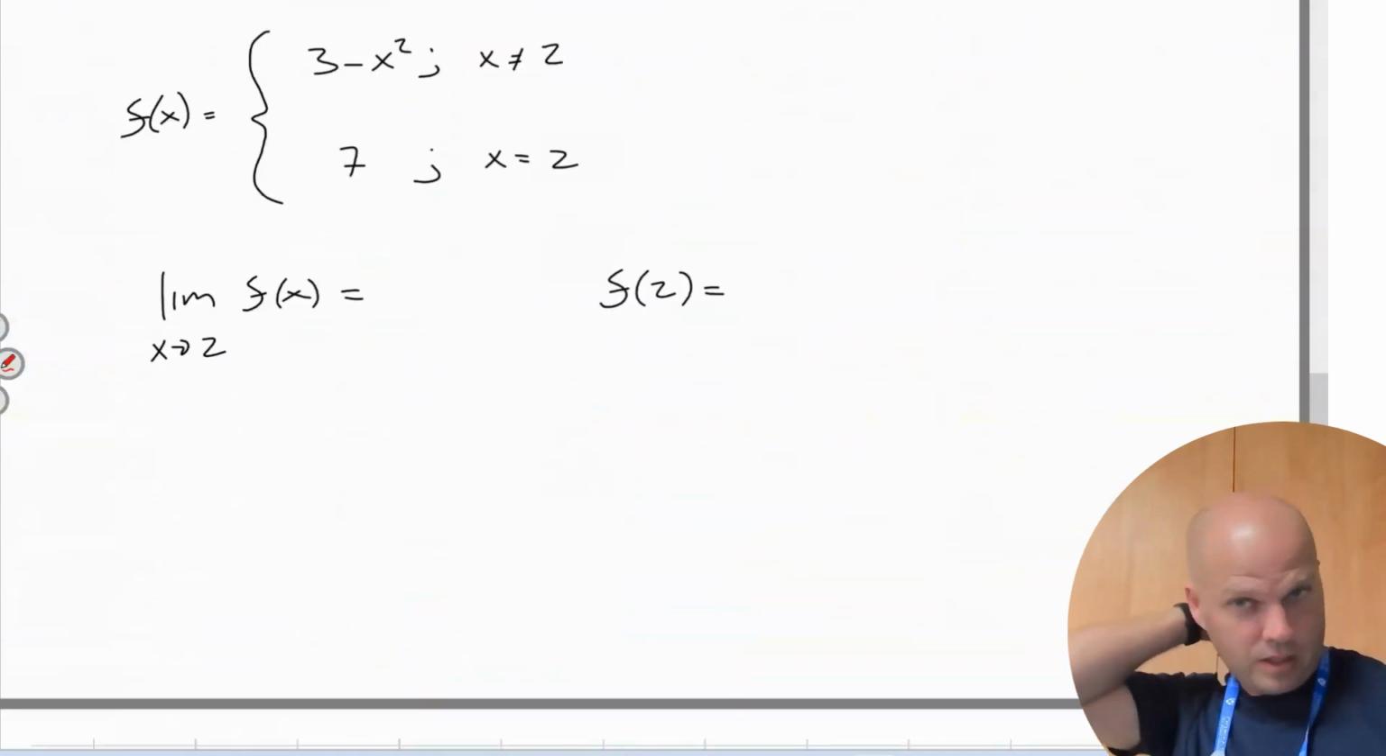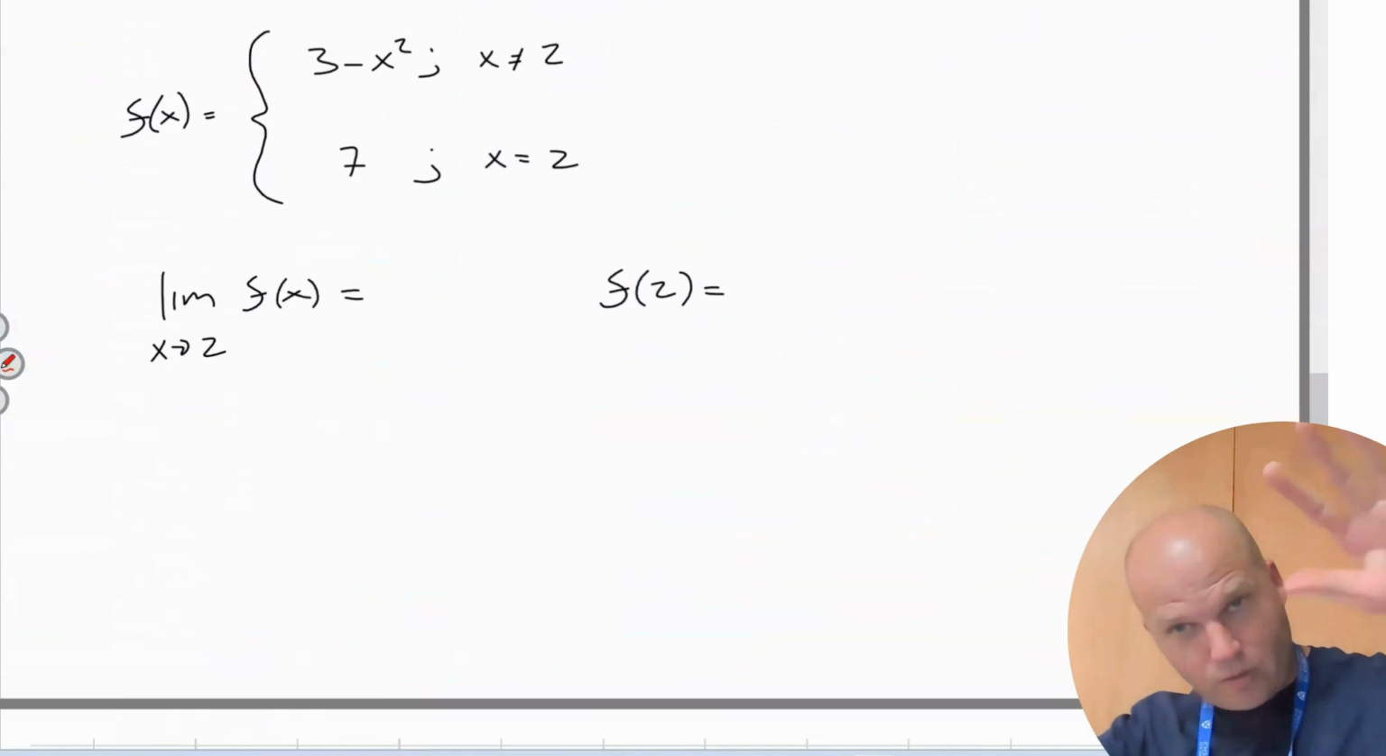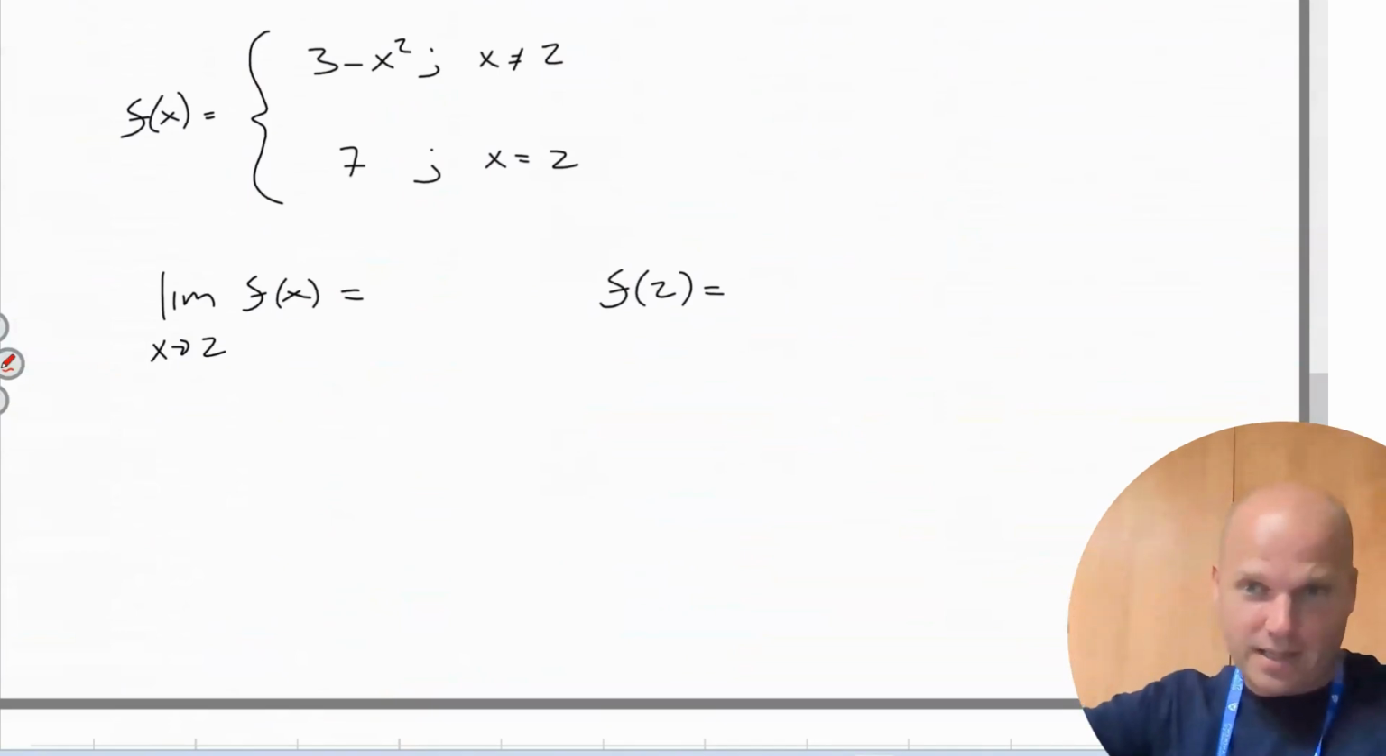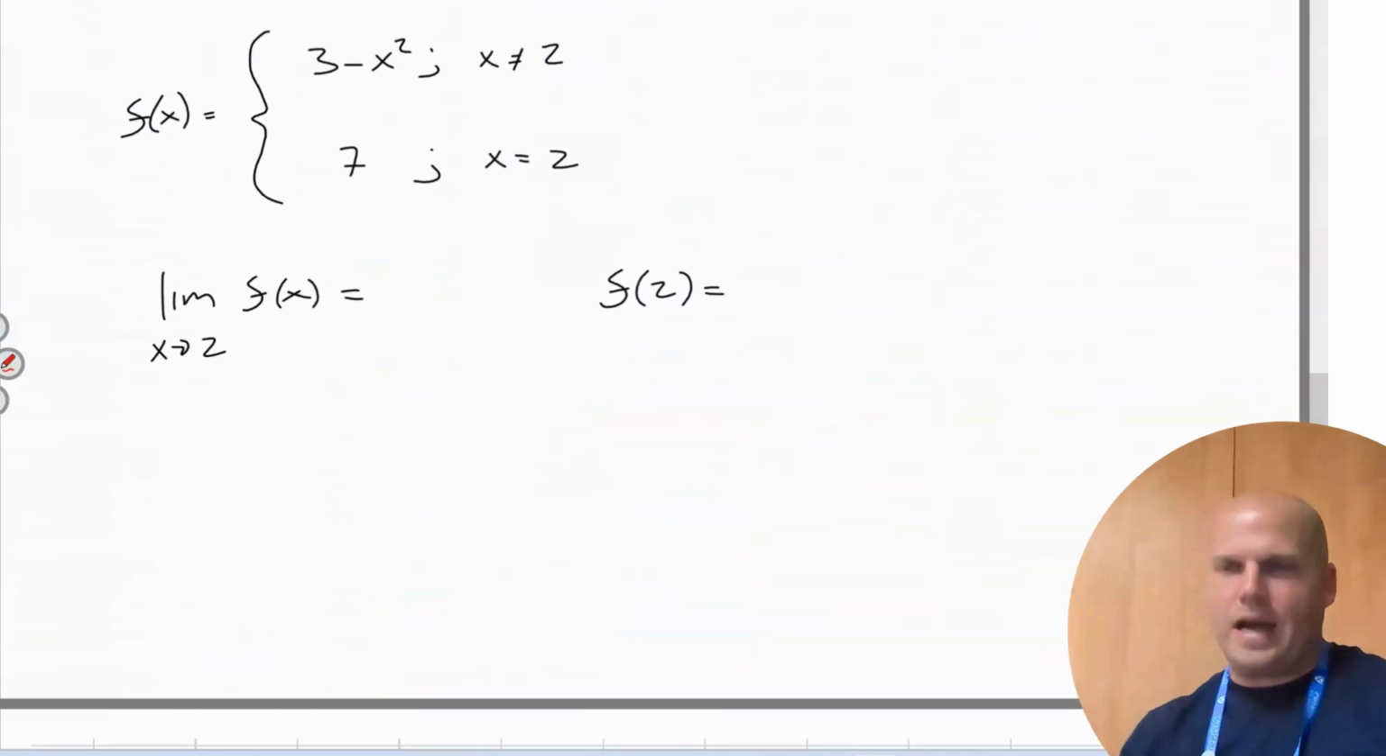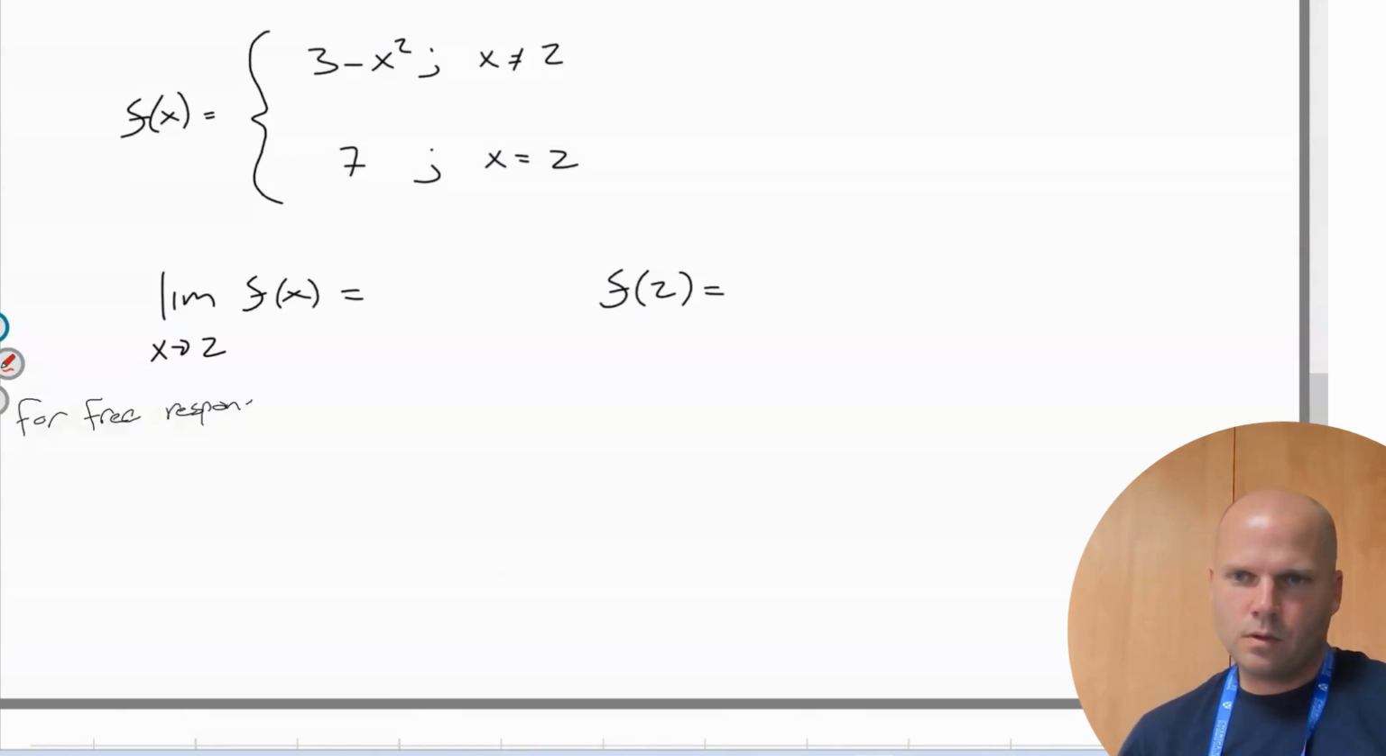All right, here's that point. I'm going to use 3 minus x squared everywhere, except at 2. So let's practice limit notation. This is like for free response. If I ask you, what is the limit as x approaches 2? It's really a question of whether the function is continuous at 2.